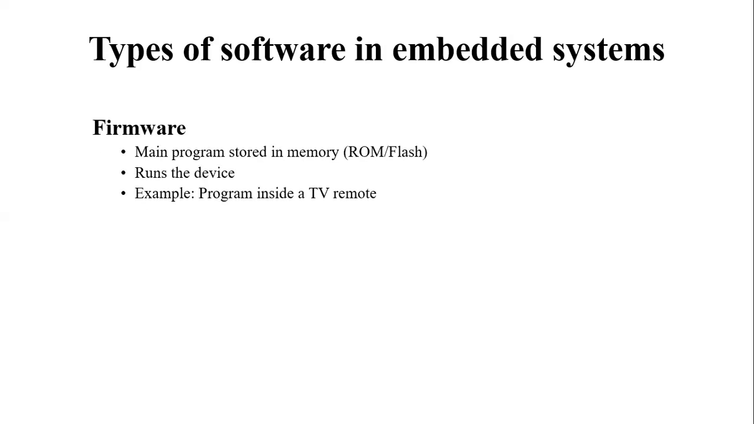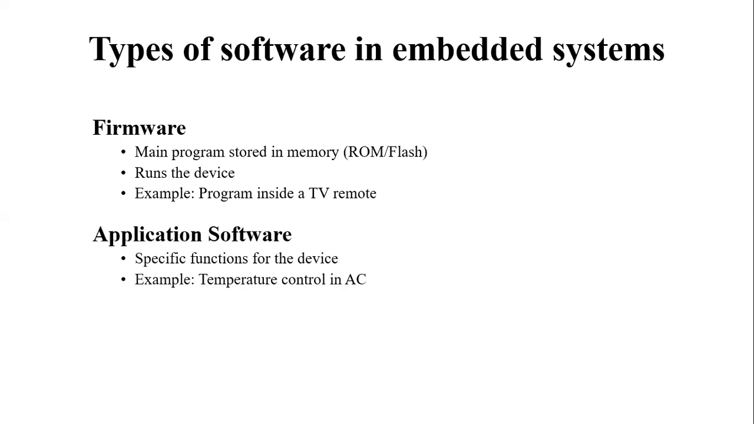So the first one is firmware, basic programming. It is stored in ROM or flash memory. When you store some data or instructions in the microcontroller, how the information is handled mainly depends on the firmware, which runs inside the device. For example, a TV remote is the best example of firmware.